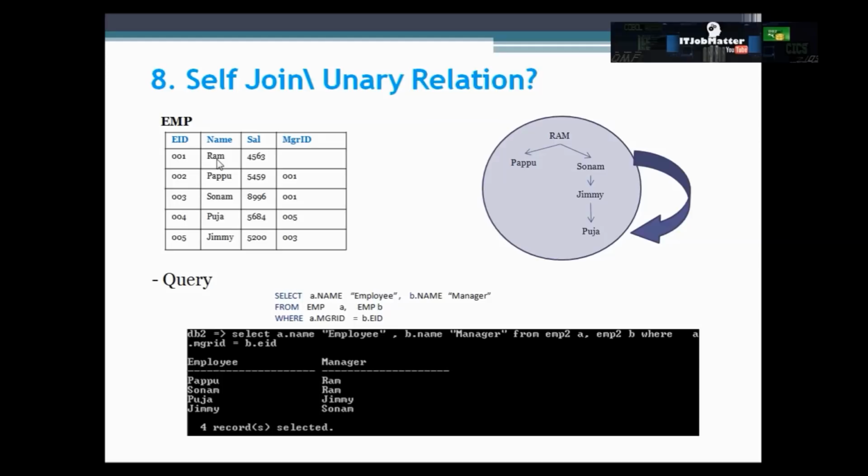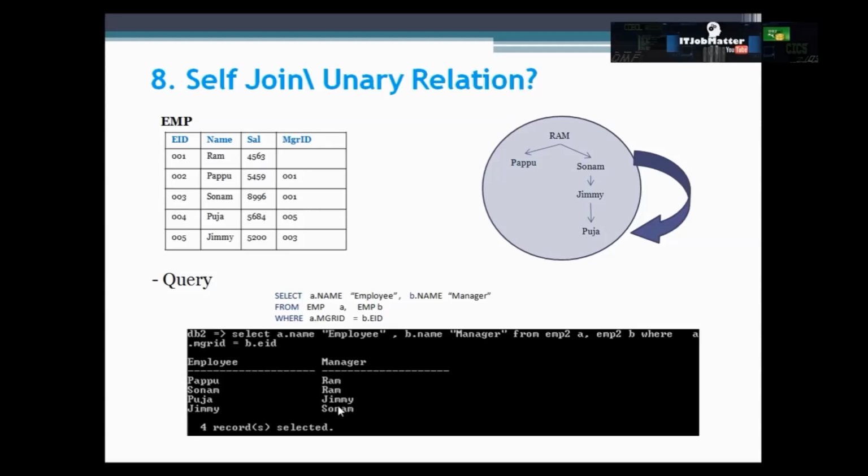Here we have an employee called Ram, and for Ram there is no manager ID. For Pappu and Sonam, manager ID is 001, which is the employee ID of Ram. It means Ram is the manager of Pappu and Sonam. Now suppose we have a requirement: write a SQL query to fetch all employee names with their manager names as well, like this.